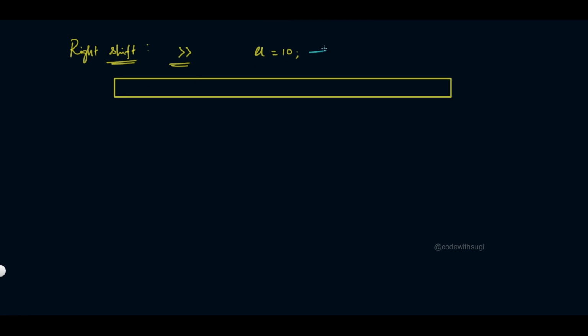The right shift is denoted using the double greater than symbol like this. Here I'm going to take a equal to 10. For easy understanding, I'm taking 10. We all know the binary value for 10 is 0, 0, 0, 0, 1, 0, 1, 0. I'm going to write it here. In the left shift operation, one bit is moved to the left side, right? But in right shift operation, one bit will move to the right side. After the movement, the value will be replaced with 0.